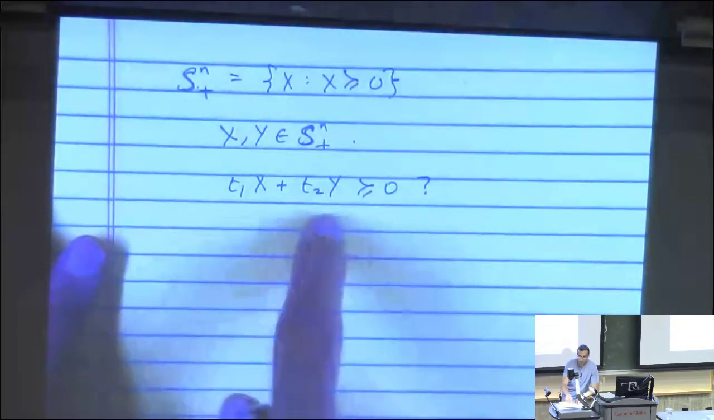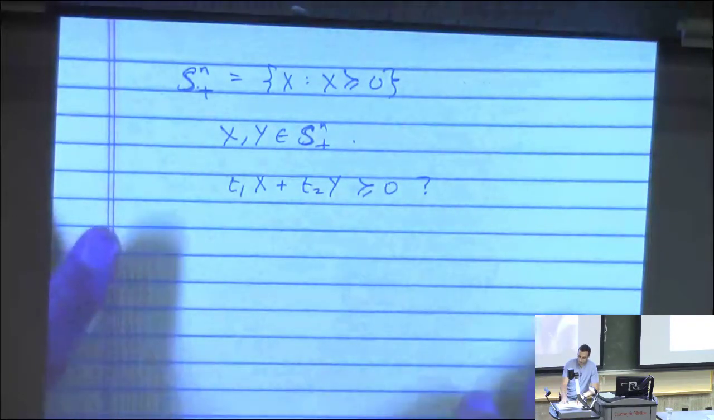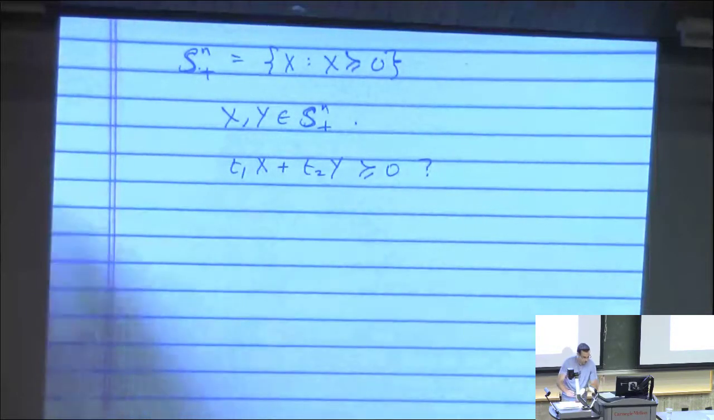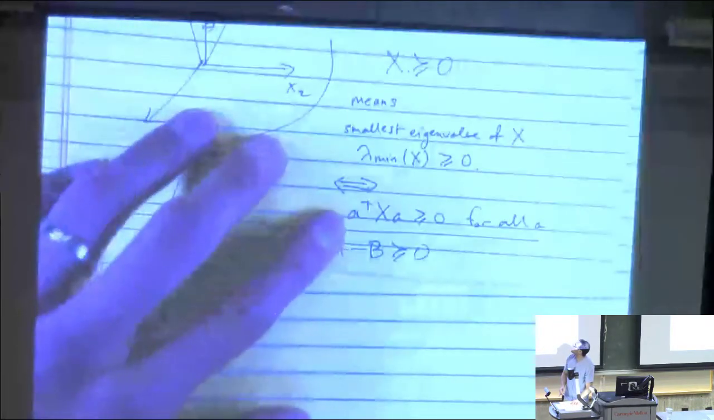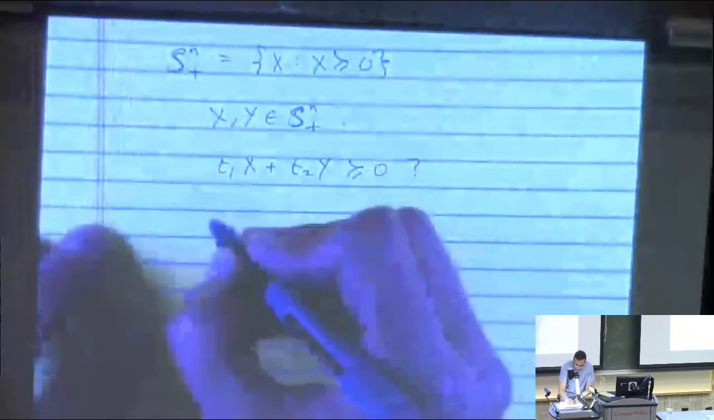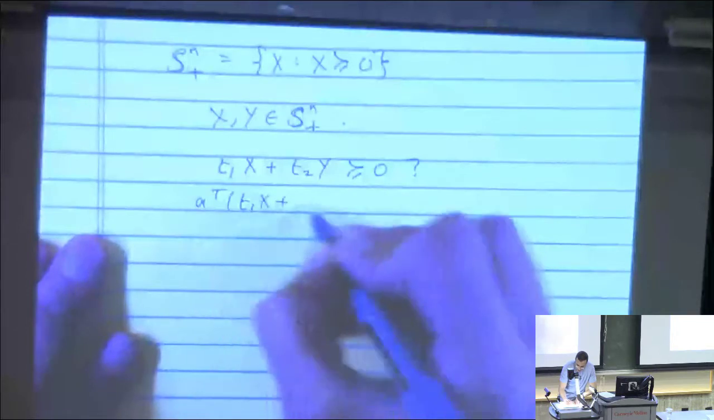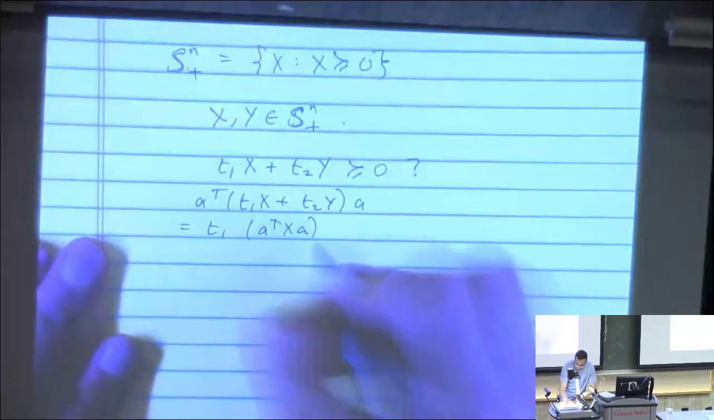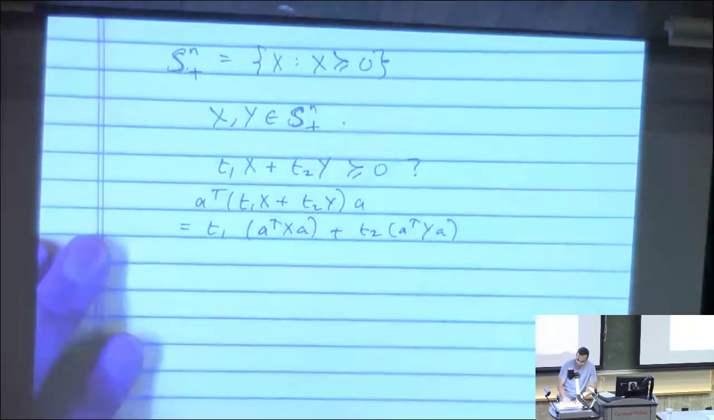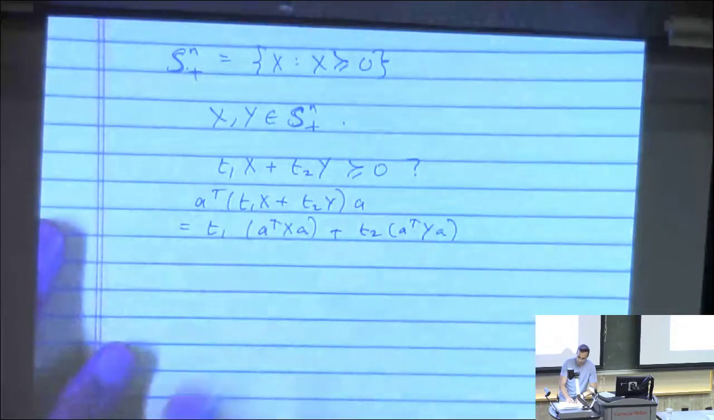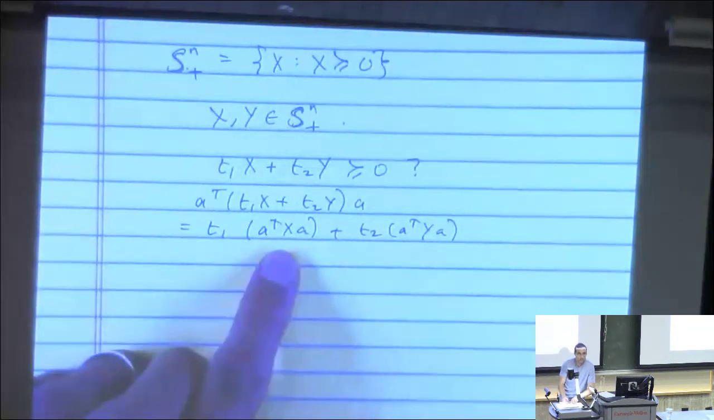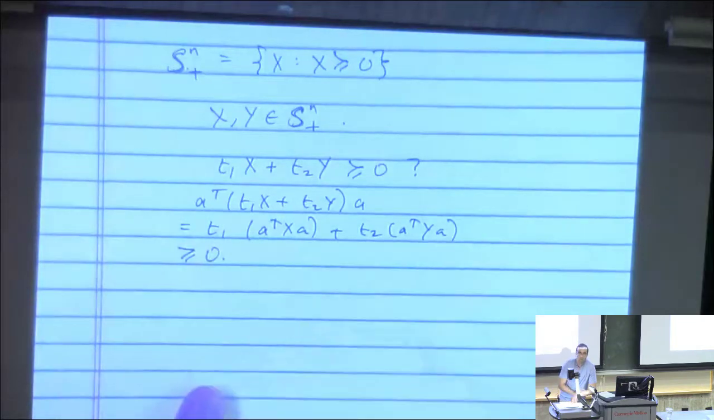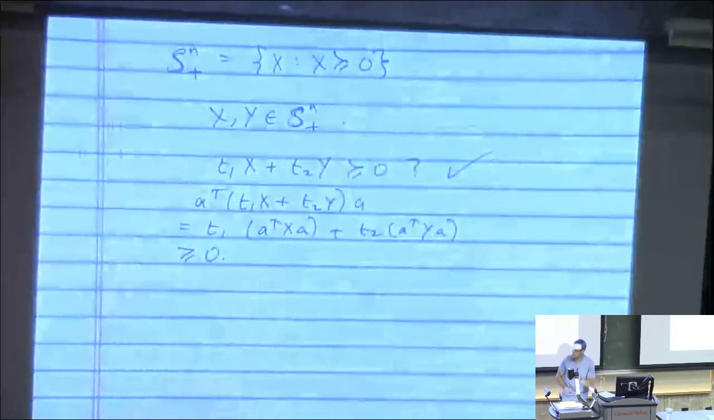I mean, this matrix is clearly symmetric. If these were symmetric to begin with, this is definitely going to be symmetric. So that part does not need to be checked. So how do I check this? Well, the easiest way is actually not to think about the smallest eigenvalue. It's just to look at the second equivalent definition of positive semi-definiteness, which is this one. So I'll just take any A, and I'll take A transpose t1x plus t2y times A. This is equal to t1 times the quantity A transpose xA plus t2 times the quantity A transpose yA. I just move the A's in through this sum. I factored out these constants t1 and t2. This is non-negative. That's non-negative. And t1 and t2 are also non-negative, by choice here. So this whole thing is non-negative. So we've checked this property. So it's therefore a convex cone.